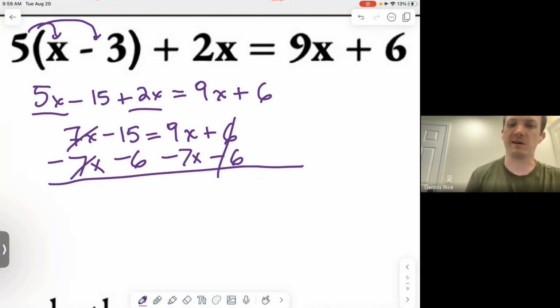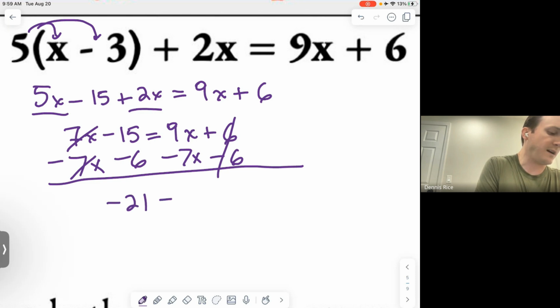Okay, we have some canceling here. Positive 6 and negative 6 cancel. 7x and minus 7x cancel. And now I'm going to do my math. Negative 15 minus 6 is negative 21. And 9x minus 7x is positive 2.